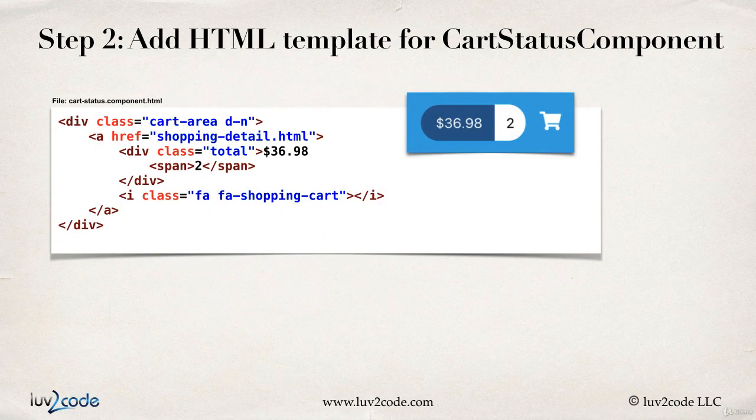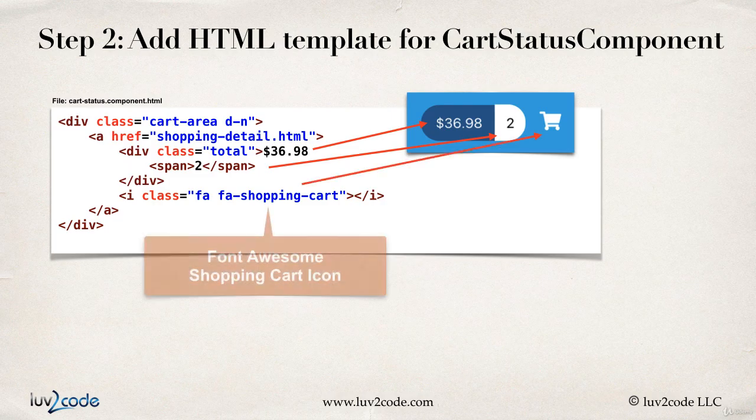Now step 2 of adding the HTML template for the cart status component. We add this HTML content here, making use of divs and spans. Here we have the actual total price for the cart and then the actual quantity. Right now we're hard coding it, but later on we'll update this dynamically based on actions from the user. And then also we'll make use of the Font Awesome shopping cart icon. Remember Font Awesome from earlier, a collection of icons. So we make use of this icon here for a given shopping cart.